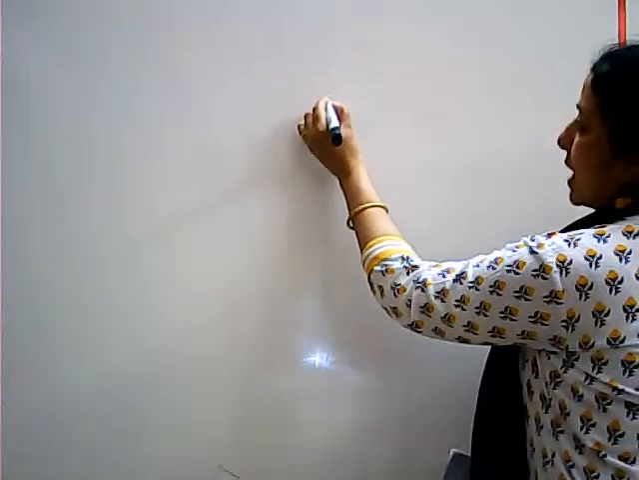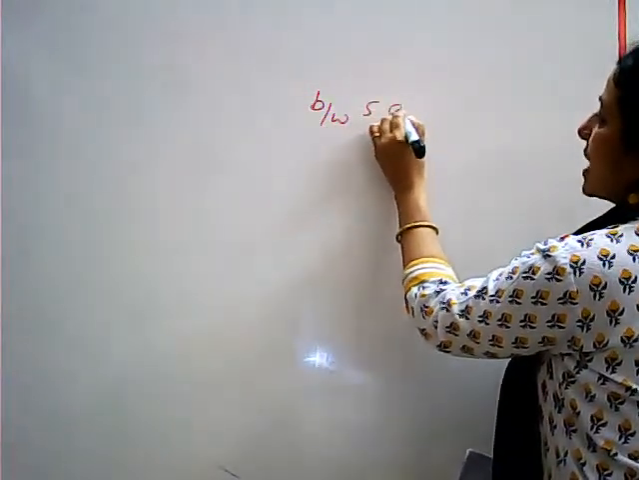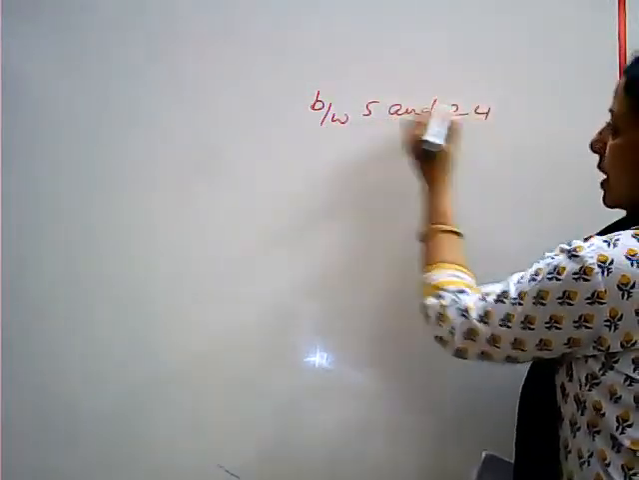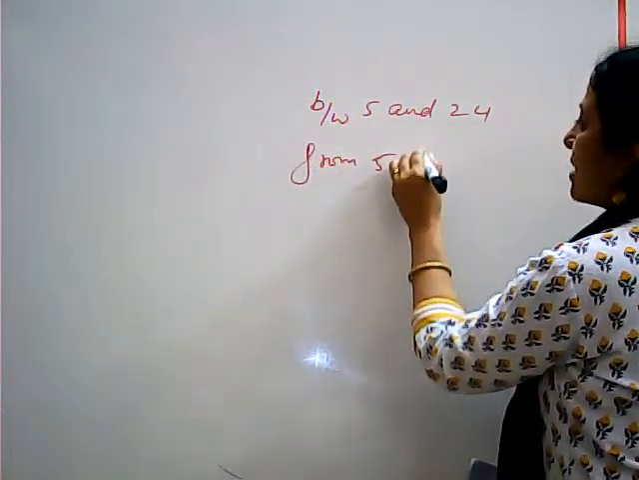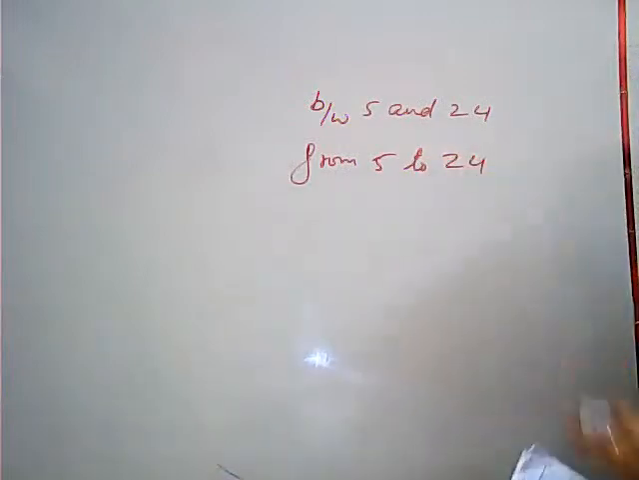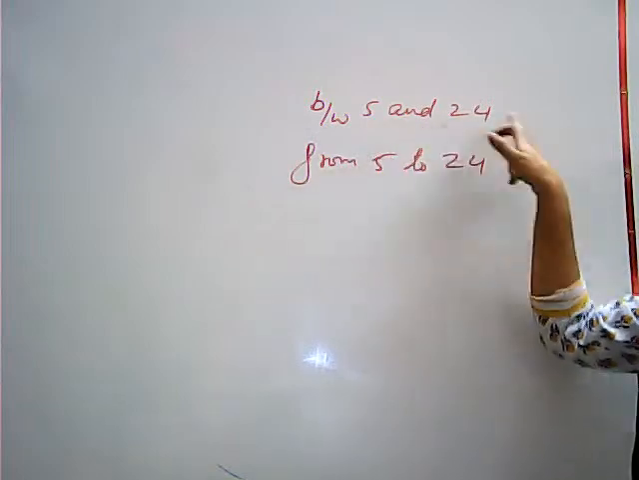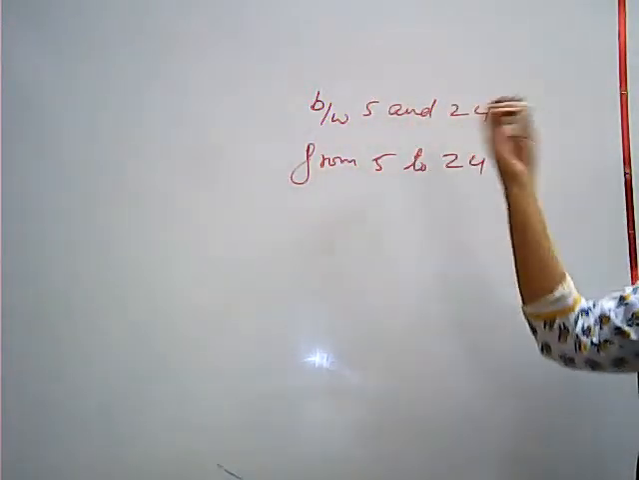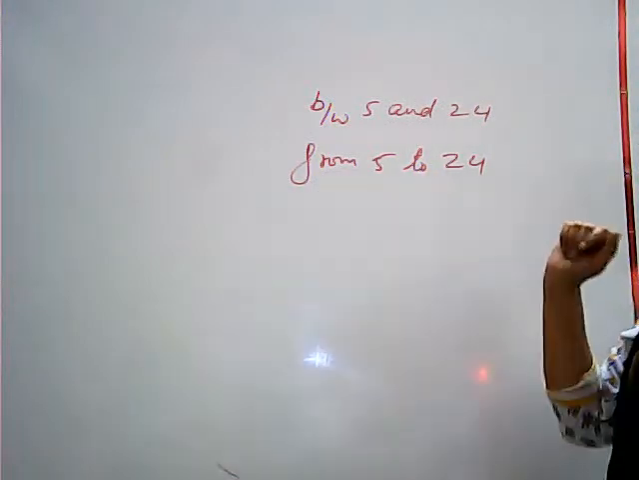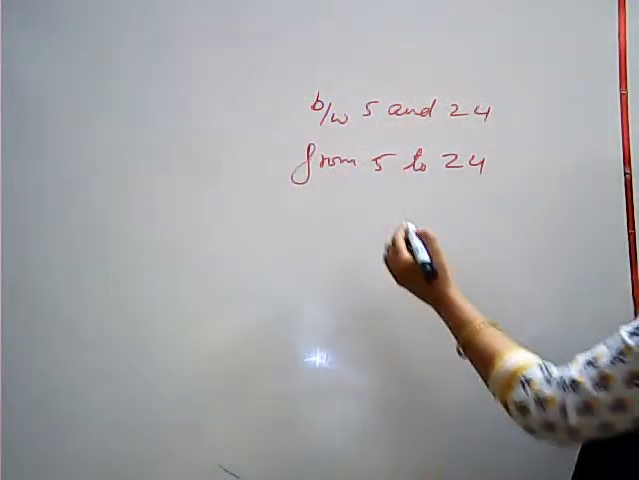Okay, I'm telling two types. If it is written between 5 and 24, and if it is given from 5 to 24, the cars are numbered between 5 and 24. First I am taking the case of between, and you have to pick up one car from here. Now whenever it is the between case, what do you have to do?